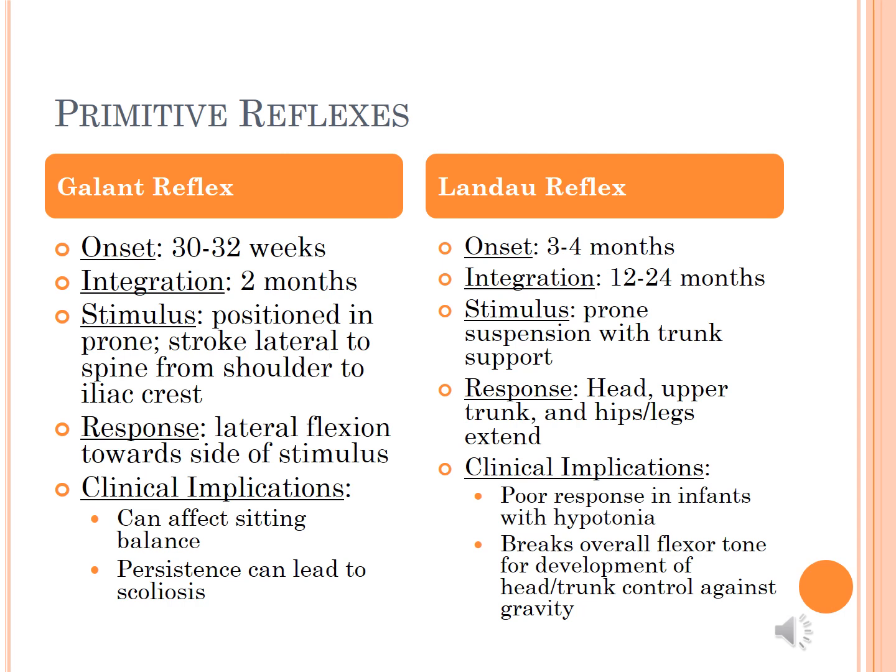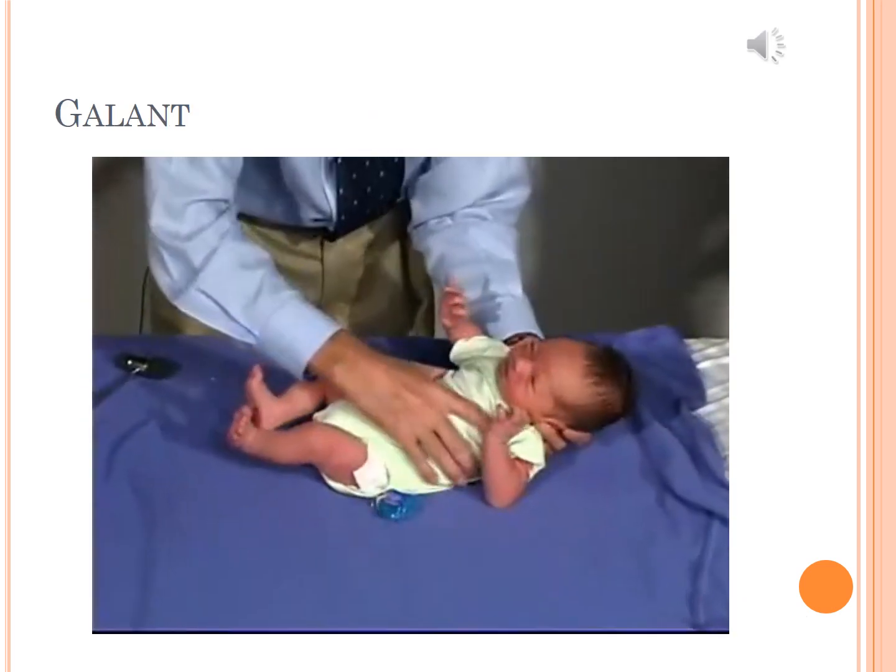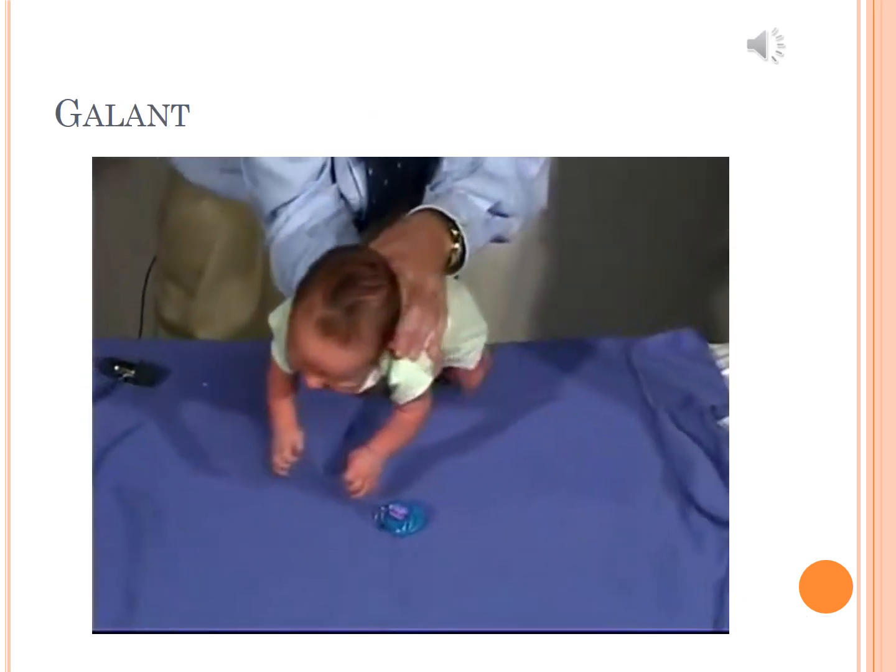This reflex helps to break that overall flexor tone. So think about that tonic labyrinthine reflex. And it also helps develop their head and trunk control against gravity so that they can do more sitting, standing, purposeful upright movements. One other reflex we're going to do is the Galant, which is the incurvation.